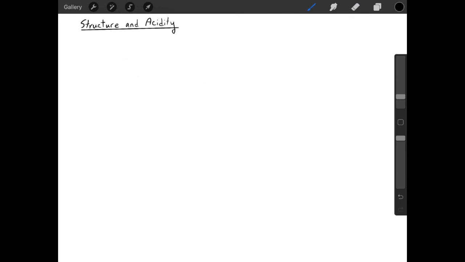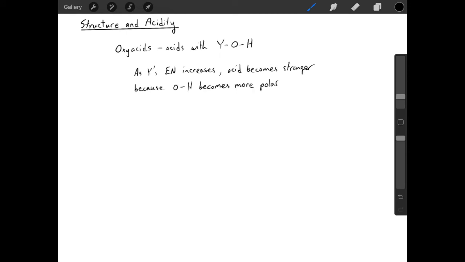The next example we'll look at are the oxyacids. So an oxyacid is just a material with this kind of structure, where you have some generic element singly bonded to an oxygen, singly bonded to the acidic hydrogen. And as Y, this generic element's electronegativity increases, the acidity increases as well, because it makes the OH bond more polar. And the acidity also goes up as electronegativity of Y increases, because it makes the conjugate base more stable. Remember that electronegative materials want to attract a negative charge.